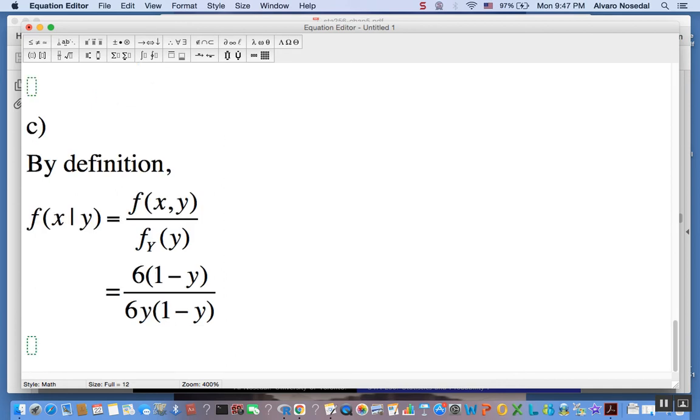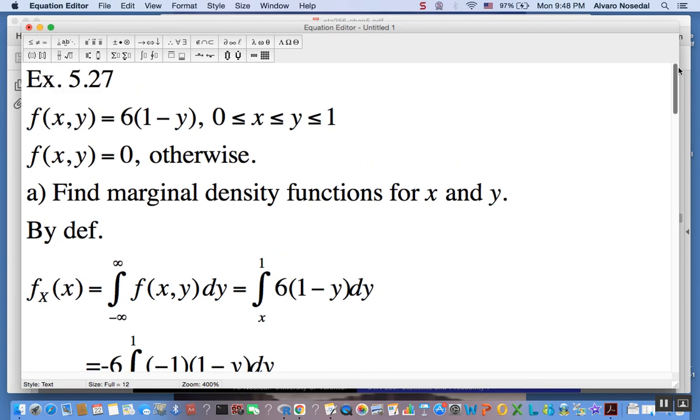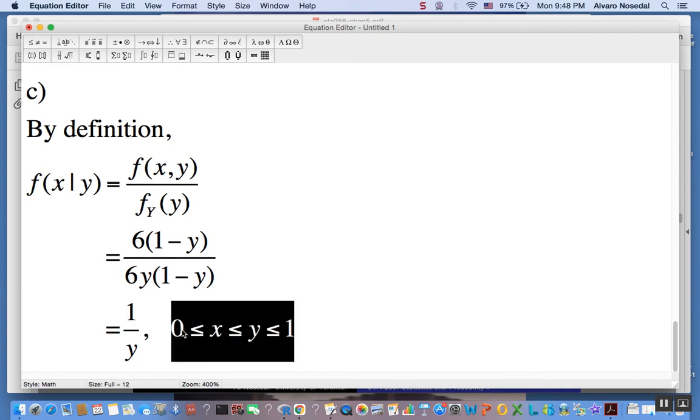Now note that this is going to be very easy in this case. Those 6's just cancel out. The other term, 1 minus y, those also cancel out. So what we end up with is 1 over y. And now note something interesting here: y must satisfy some conditions, right? We know that we have these conditions to be satisfied.